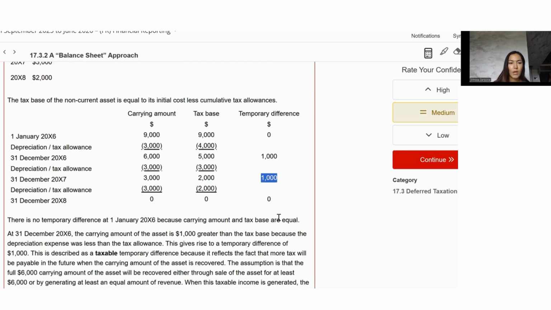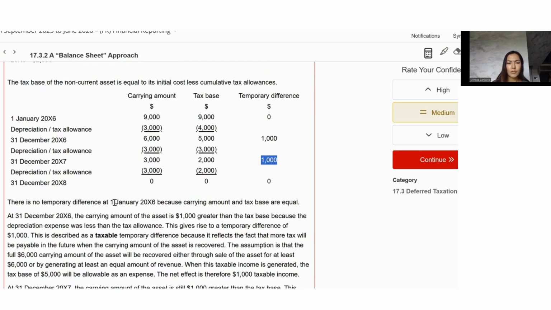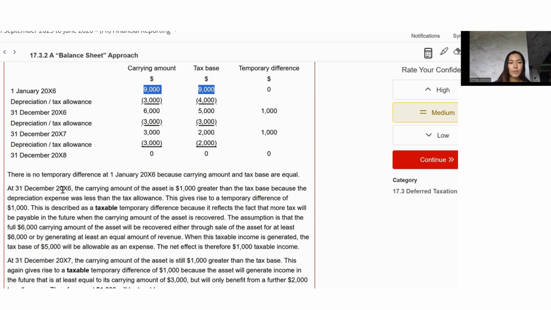Temporary differences. There is no temporary difference at 1st of January because the carrying amount and tax base are equal. So at 31st of December 2006, the carrying amount of the asset is 1,000 greater than the tax base because the depreciation expense was less than the tax allowance. It gives rise to a temporary difference, described as a taxable temporary difference. Taxable differences arise when your carrying amount is more than the tax base. So we have two types, taxable and deductible temporary differences, okay?